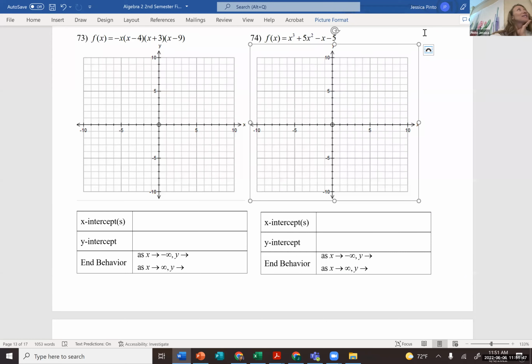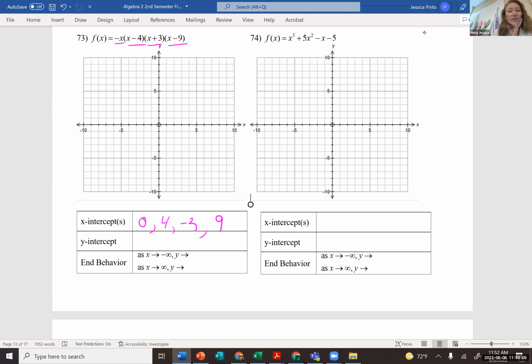And so we're gonna find the x-intercepts, which is just setting each of those equal to 0. So we've got x, that'd be 0. X minus 4 would be 4. X plus 3 would be -3. And x minus 9 would be 9. Love it. So now we want to put those dots along the x-axis. 0, 4, 9, and -3.